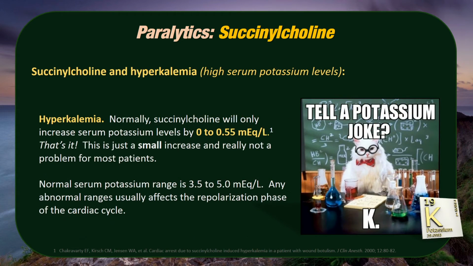One of the other side effects of succinylcholine is hyperkalemia. This will be the increase in the serum potassium levels. Normal serum potassium should be between 3.5 and 5.0 milliequivalents per liter. But succinylcholine can increase that up to 0.55 milliequivalents per liter. And that's it. It's a very small increase that it could cause these patients, but some of our renal patients, some of our burn patients, they can't afford that small amount, and so that's why it needs to be contraindicated with those type patients.